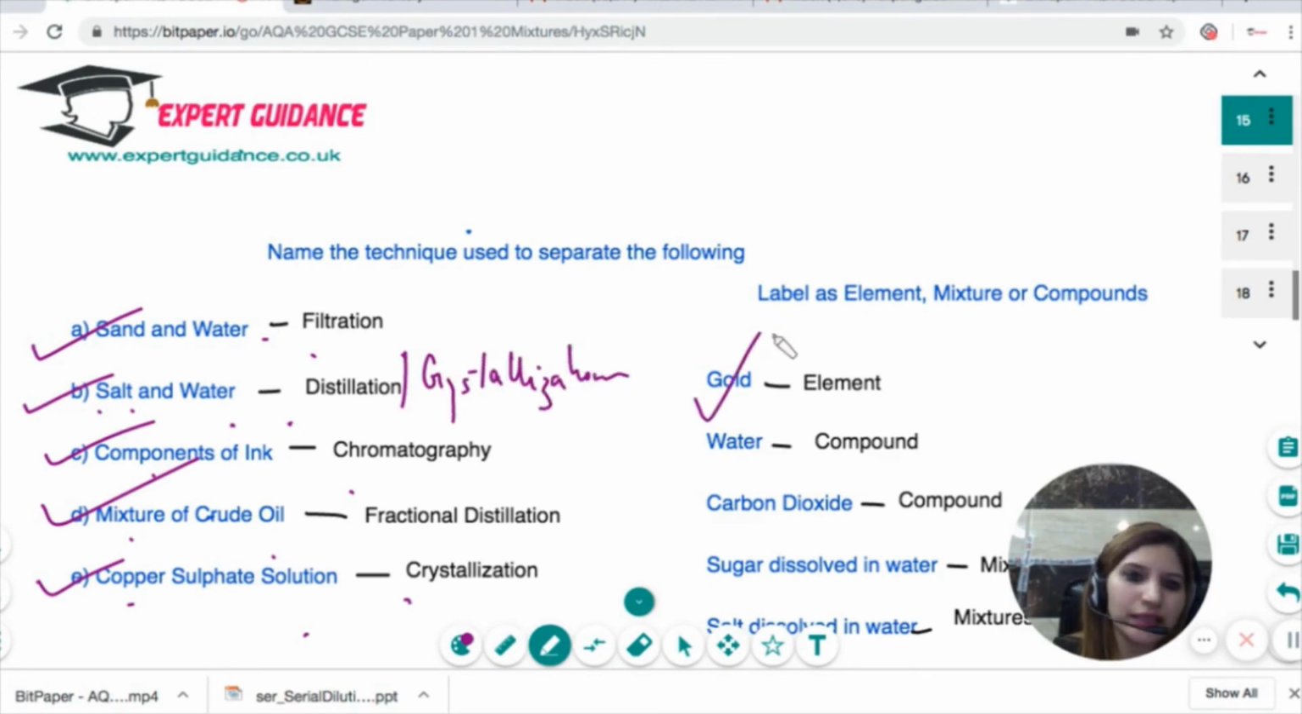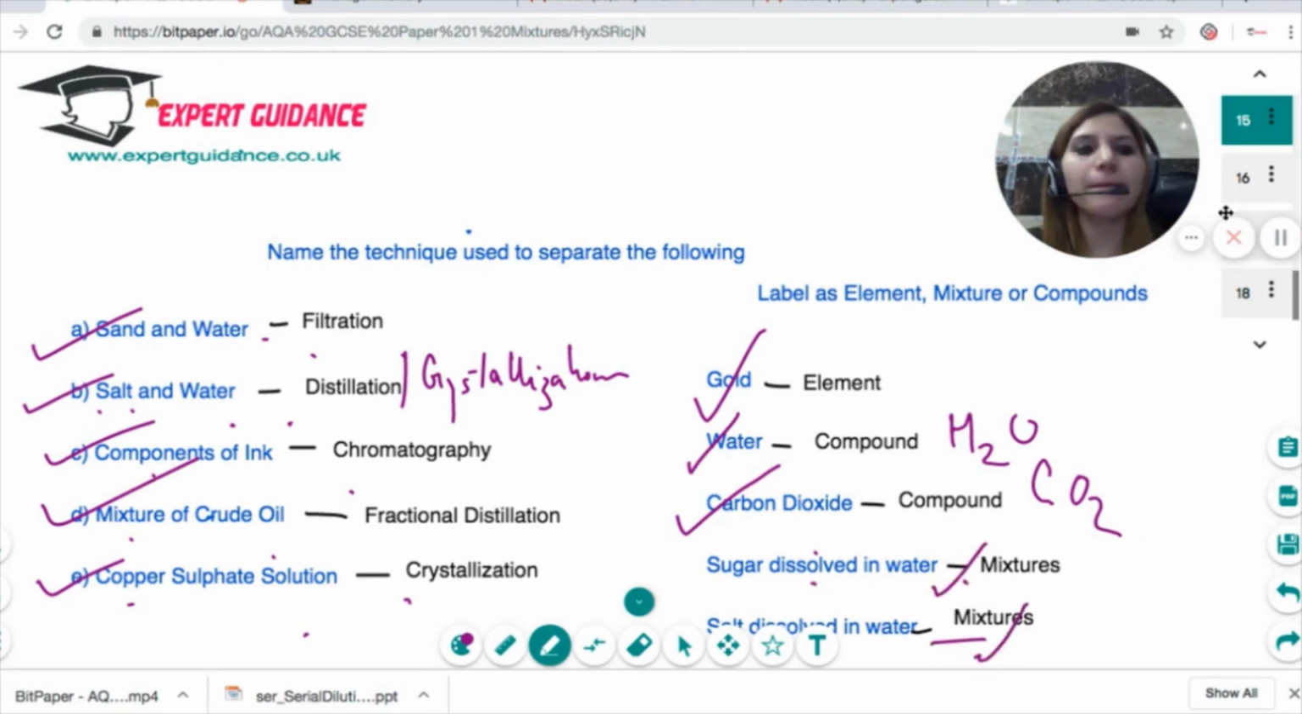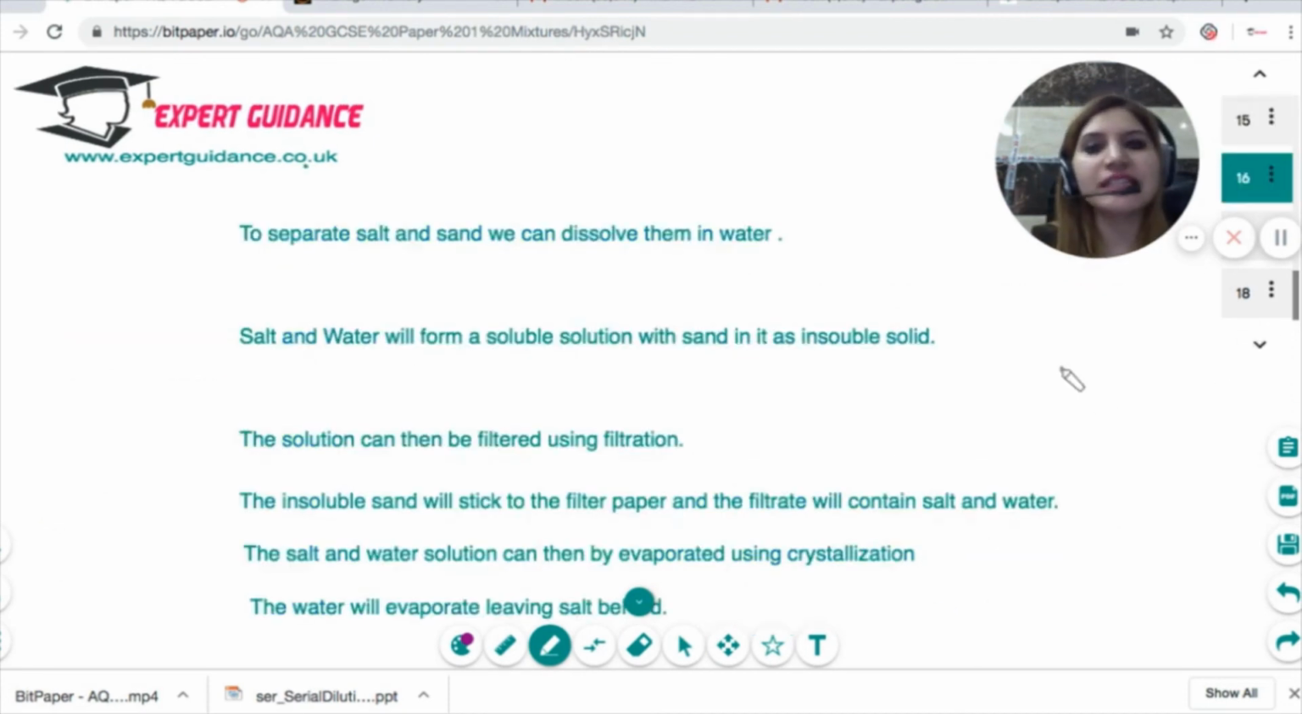So gold is an element made up of only one type of atom. Water is a compound because it is two hydrogen and one oxygen combined in fixed proportion. Carbon dioxide is also a compound which has one carbon and two oxygen. Sugar dissolved in water and salt dissolved in water are mixtures because these components can be separated by physical means and all the components retain their properties.